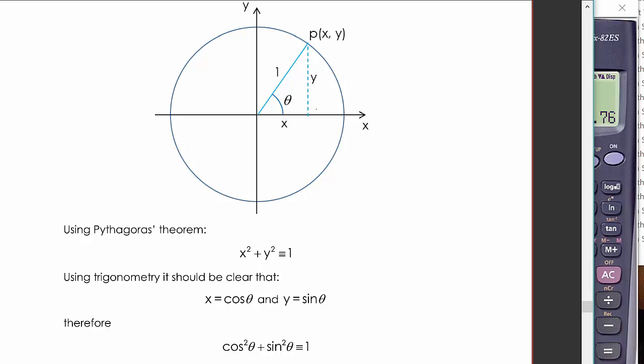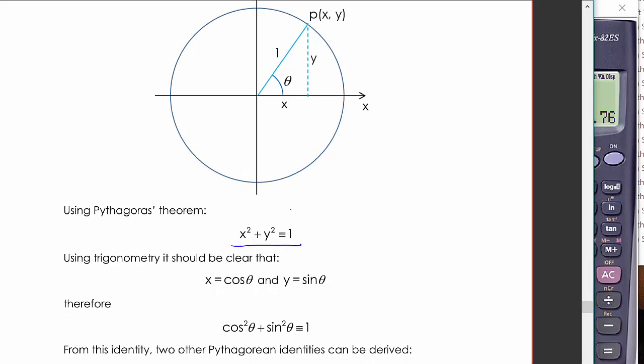So if we consider this diagram here, the point P is (x, y), on a unit circle. That's a circle of radius 1. It should be clear from Pythagoras that x squared plus y squared is 1 squared, which is just 1. Note I've used an identity symbol here. You'll see it quite a lot with equals symbols. There really should be identities, but I'm not always using identities these days either, because it's not what you see most of the time.